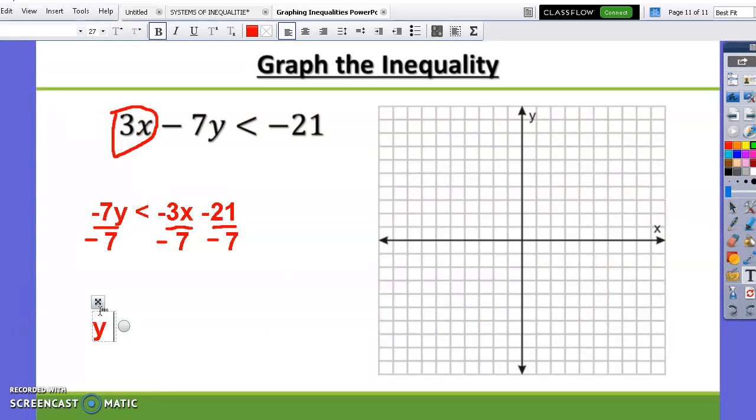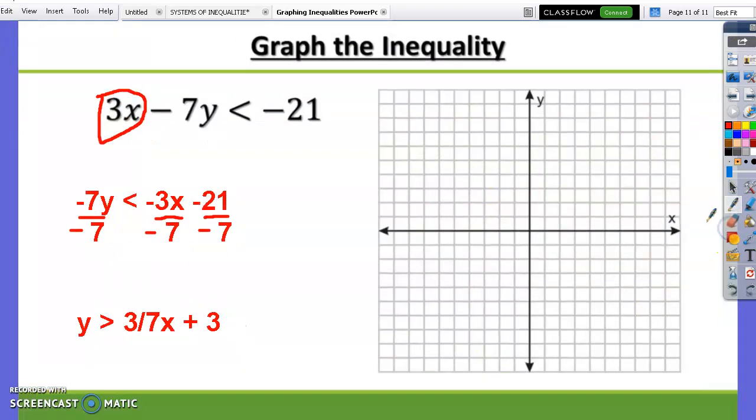So y, instead of less than, is greater than. Negative 3 over 7. Negative over a negative, that becomes positive. Negative 21 divided by negative 7 is positive. So you have a greater than symbol without a line underneath it. That's a dashed line. And this is what I'm going by. I'm going by what I'm boxing in. So I'm going by the greater than symbol, not the less than symbol. You go by your answer.